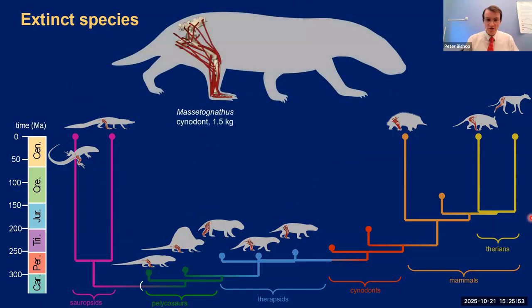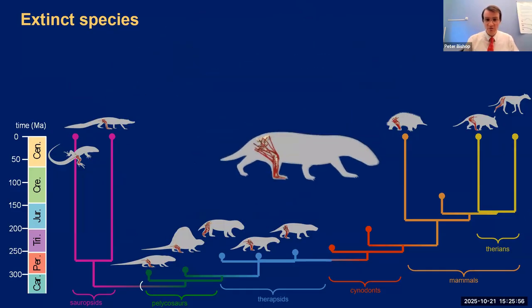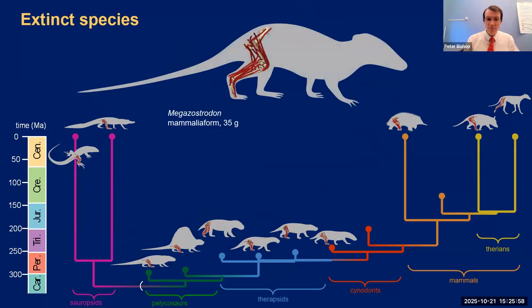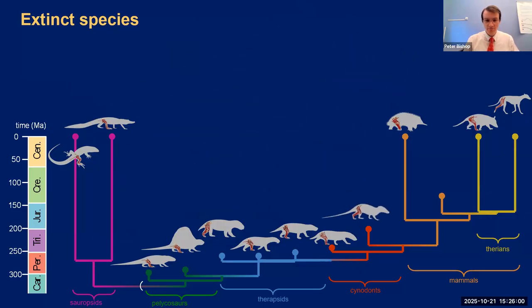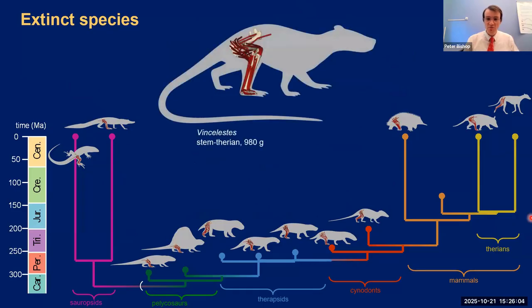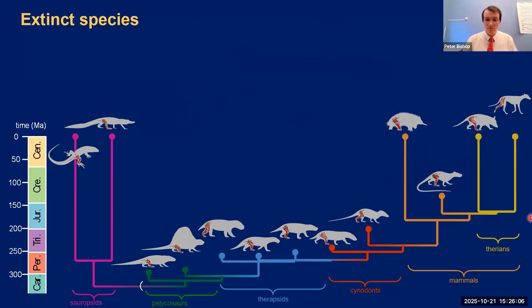Then we've got some cynodonts. So we have Massetognathus from the middle Triassic, and teeny tiny Megazostrodon from the earliest Jurassic. Our last extinct species is Vincelestes, which is a stem therian. So it's a true mammal. It falls within the mammalian crown group, and it's more closely related to placentals and marsupials, but it falls outside of that therian crown group.